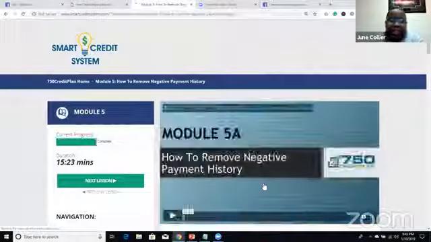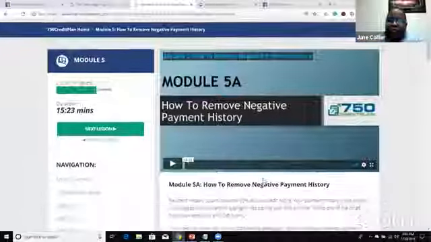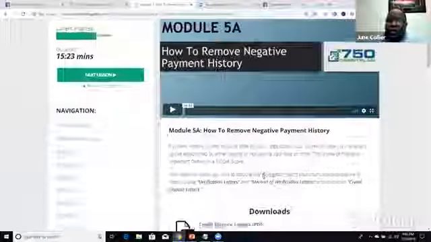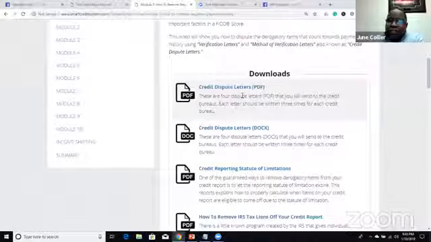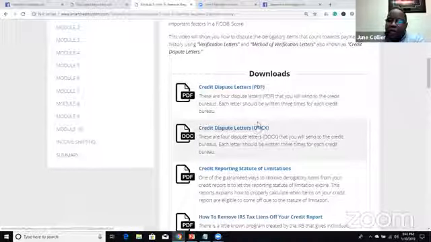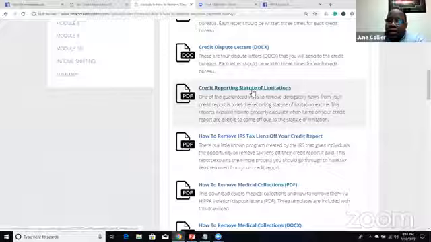Let's take a look at module 5, how to remove negative payment history. This is where we have the credit dispute letters. So we've got our credit dispute letters. Those are letters that are either in PDF or doc file. We also have credit reporting statute of limitations. Each state has a statute of limitation.